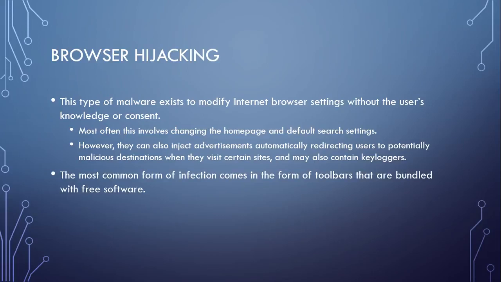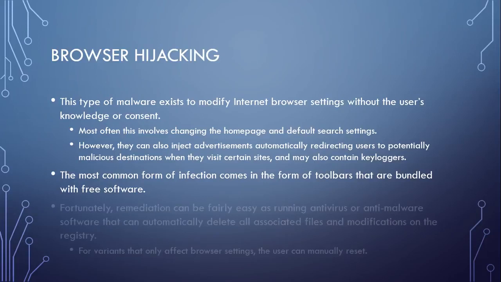The most common form of infection comes in the form of toolbars, as I just mentioned, that are bundled with free software. So remember we talked about things like shareware, and we talked about toolbars. Hey, guess what? There it is. Shareware, any kind of trialware. Boom. You went click, click, click, click, and now you installed 3 different kinds of software. And by the way, one of them is a browser hijacker. It just changed your web page settings.